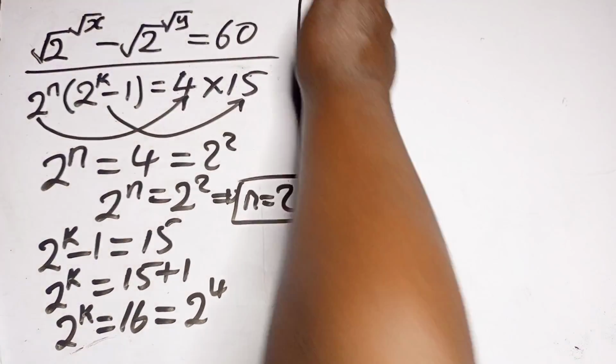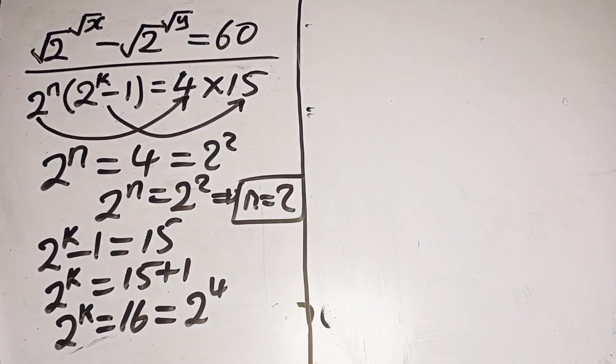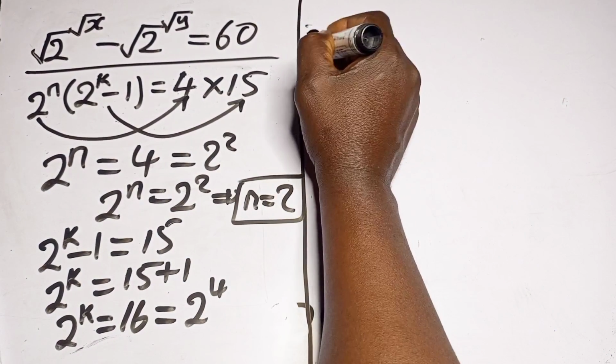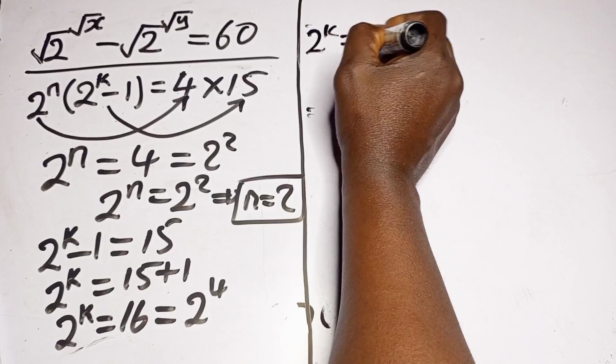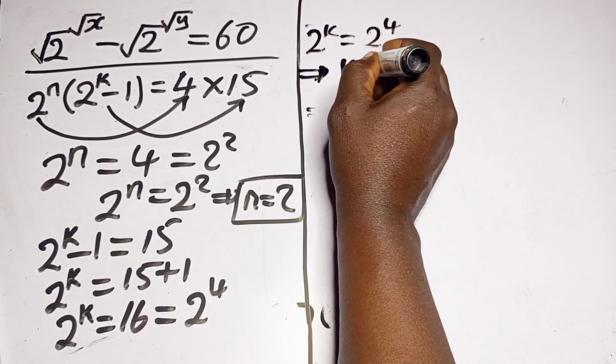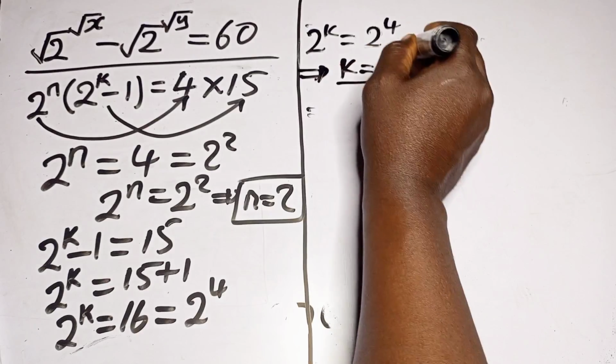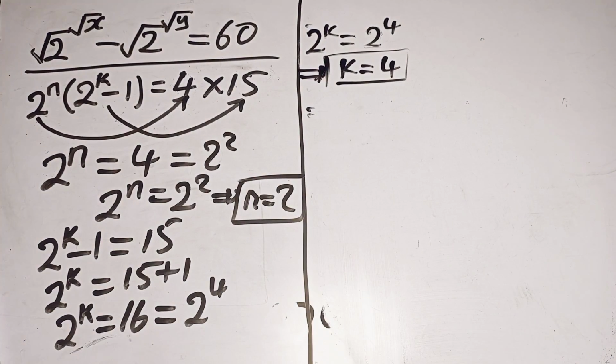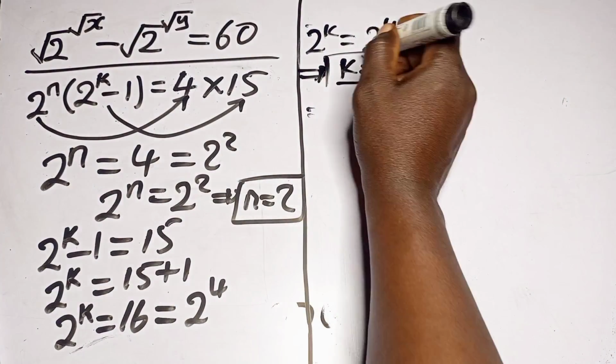So we end up having 2 to the k is equal to 2 to the 4. Now, since the bases are equal, we can just equate the powers. So the value of k is 4.